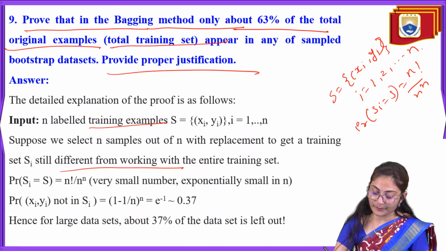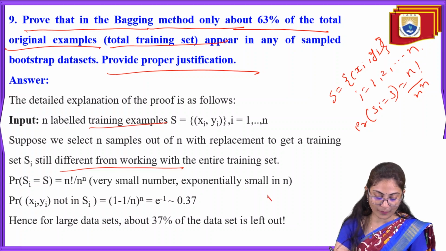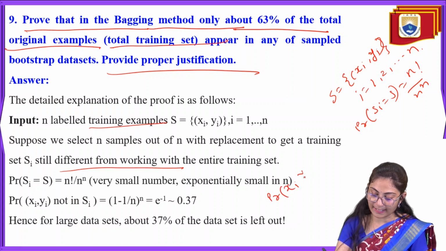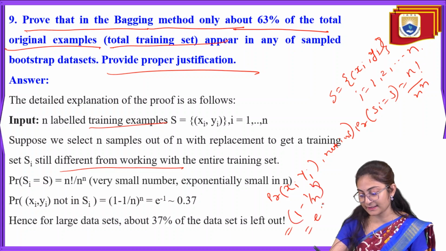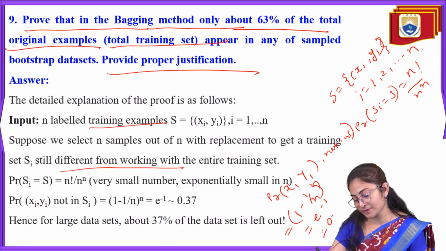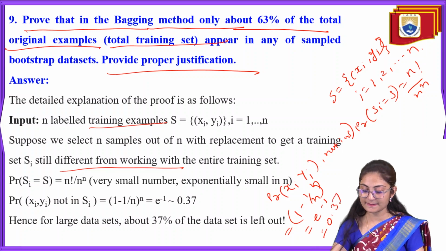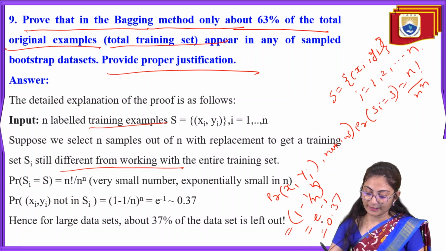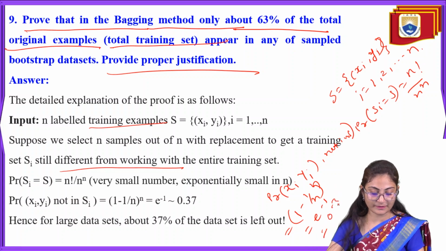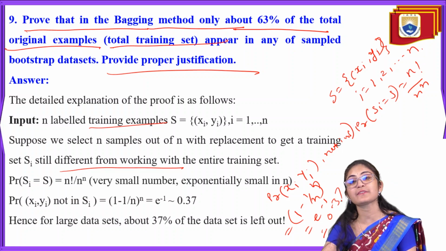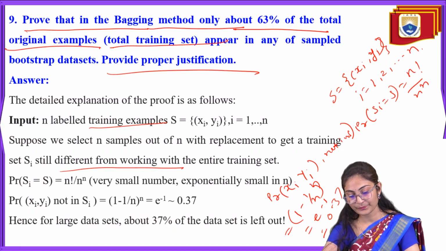After that we'll get the answer: the probability of (xi, yi) not in S is (1 minus 1 by n) to the power n, which tends to e to the power minus 1, and the value will be 0.37. So hence we can say that 37% of the data is left out.